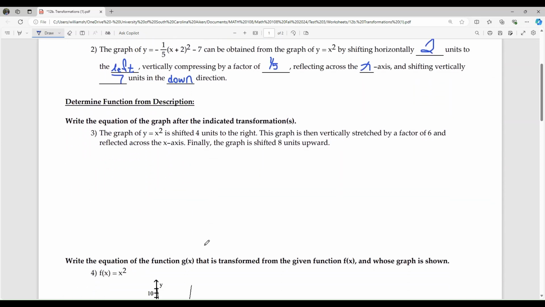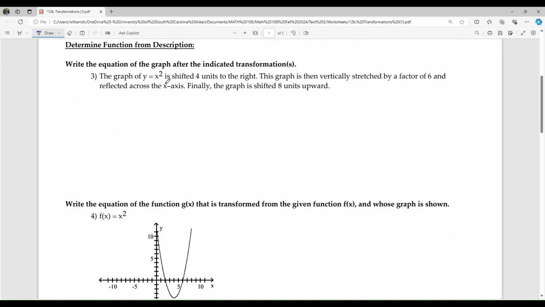Okay, let's look at number 3. Number 3 says write the equation of the graph after the indicated transformations. Okay, the graph of y equals x squared is shifted 4 units to the right. I'm going to do it piece by piece. So we started out with y equals x squared. We're shifting it 4 units to the right. In order for it to be shifted to the right, I had to put that shift on the inside.